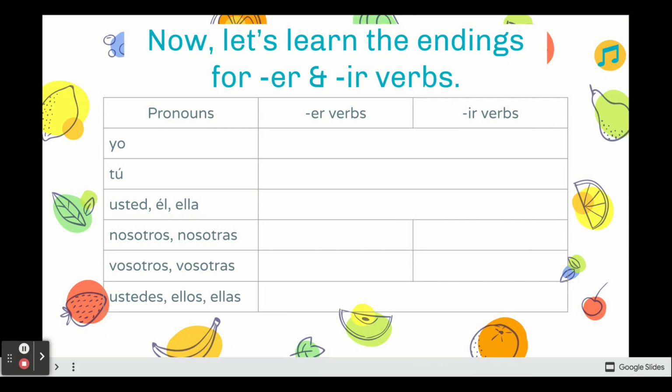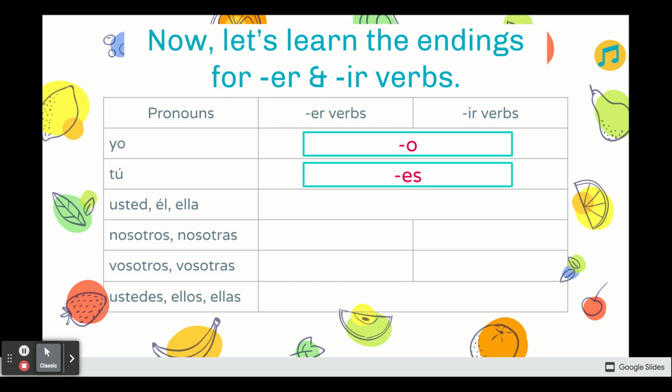So let's look at our ER and IR verb endings. There's a reason why we learn ER and IR verbs together. And you can kind of tell that they're going to be similar by looking at the chart, because you have here the one box going across for ER and IR verbs. So that tells us that clearly they're sharing a lot of the same endings. So the yo ending is o, just like AR verbs. That's the only ending that all three verbs share together. Tú is es. Usted o ella is e, which is the letter E in English.